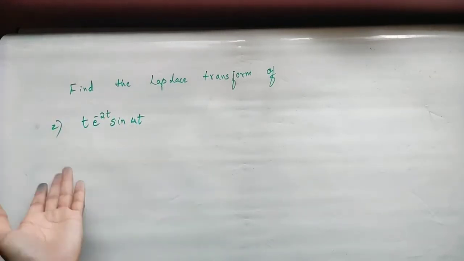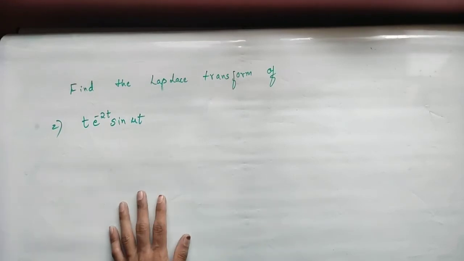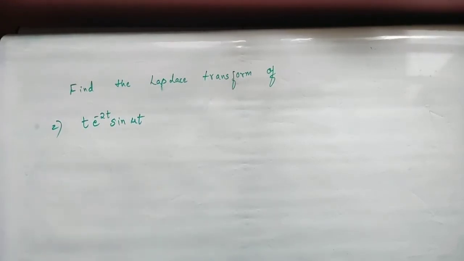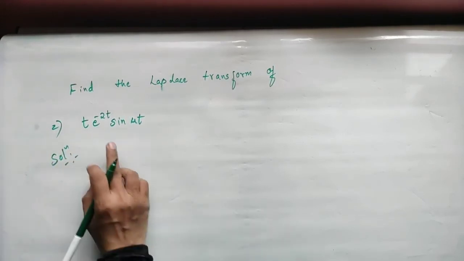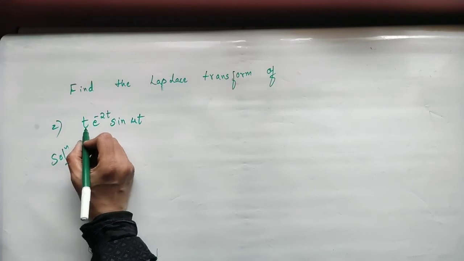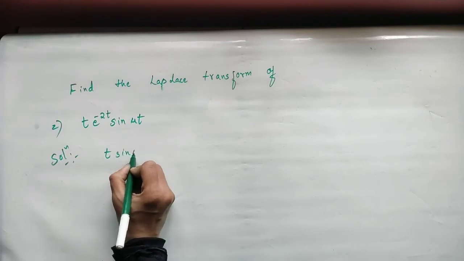That is, use the second property first, then you can use the first property. Either way you can solve it. So whichever is easy, you can follow that. But I am going to work in a very simple way. First let us write the Laplace transform of, yes, the easiest way will be what? Better you take the Laplace transform for t into sine 4t first.